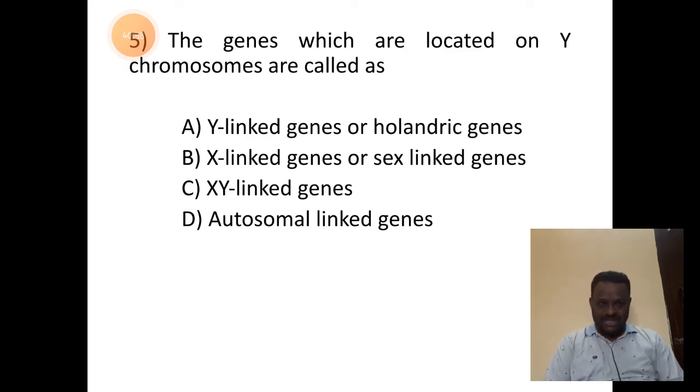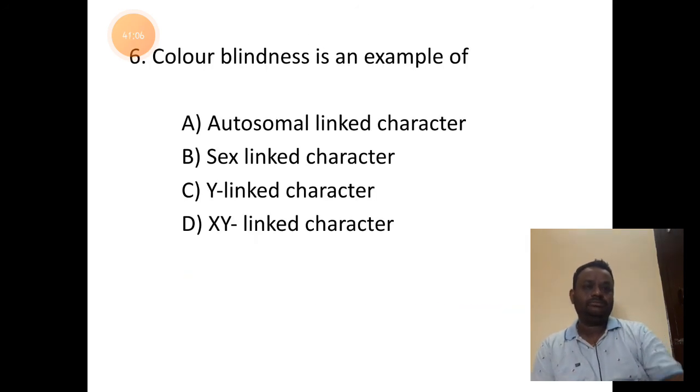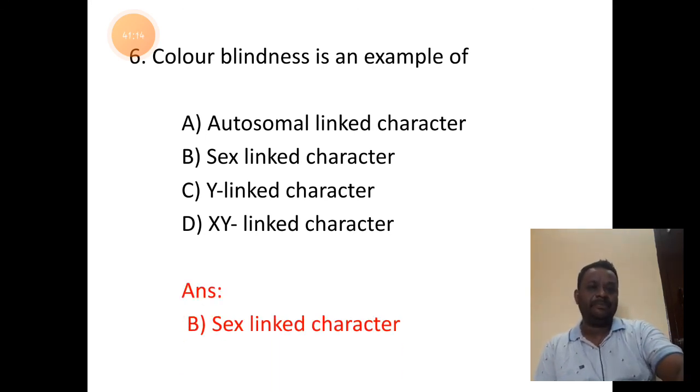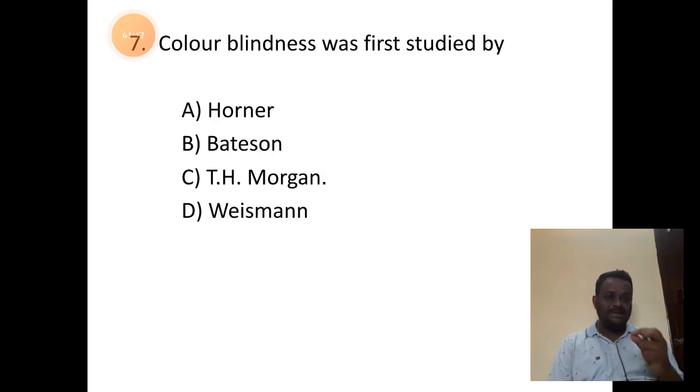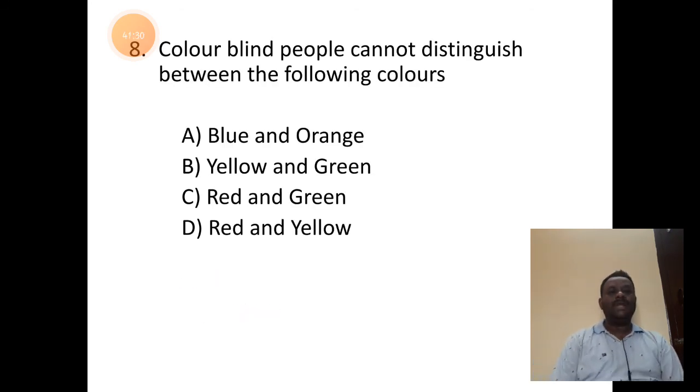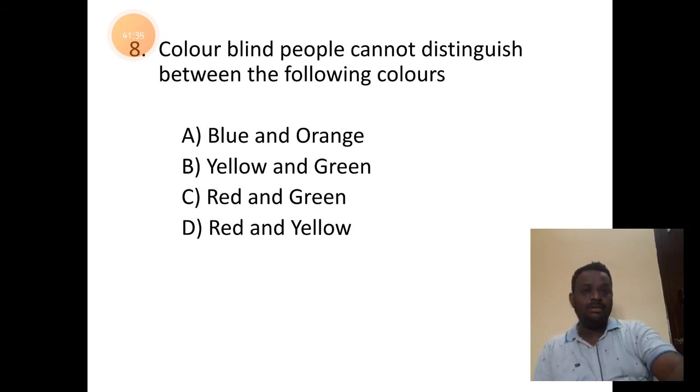The genes which are located on the Y chromosome are called what? Holandric genes or Y-linked genes. Answer is A. Color blindness is an example of which pattern of inheritance? It is a sex-linked character. It is B. Specifically, a sex-linked recessive character. Color blindness was first studied by Horner. So the answer is A. Colorblind people cannot distinguish the colors red and green. So the answer is C.